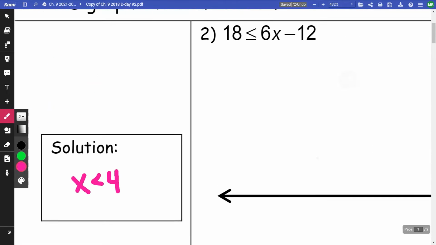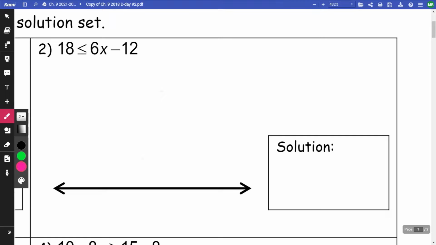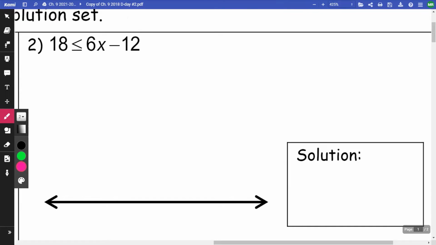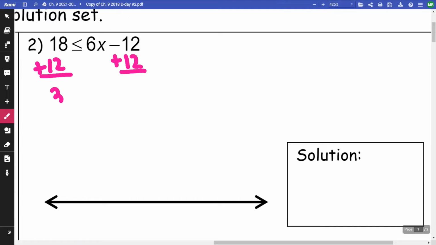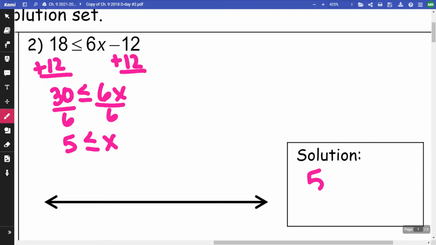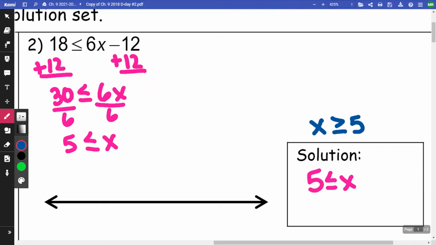On number 2, just be careful. The x is on the other side, which is okay, but you just want to think about it when you're giving an answer. I'm going to add 12 to both sides. I end up getting 30 is less than or equal to 6x. I'm going to divide by 6, and I get 5 is less than or equal to x. Some of us might want to rewrite this and have the x on this side. And if that's the case, then the inequality direction is going to be switched. Those are the same answer.